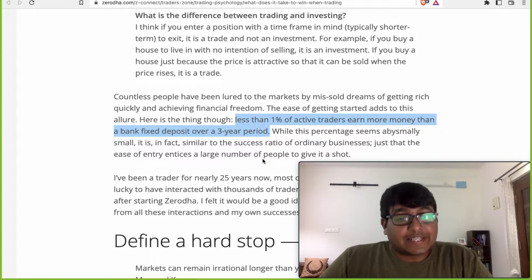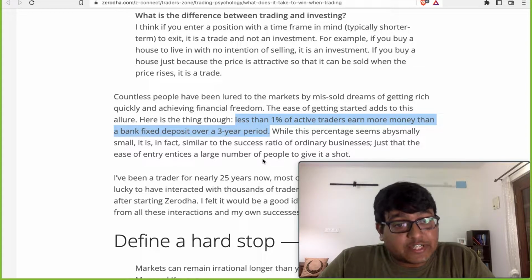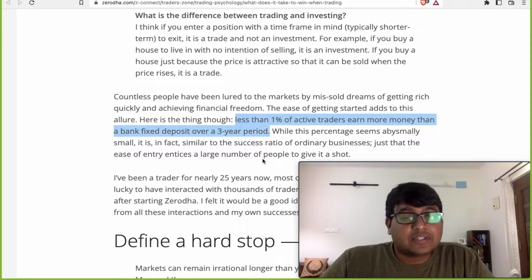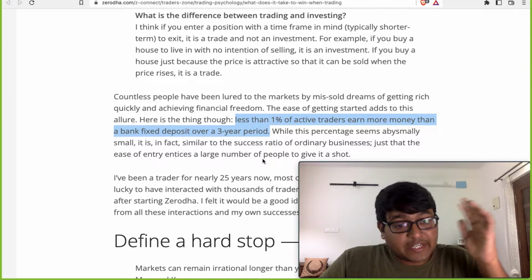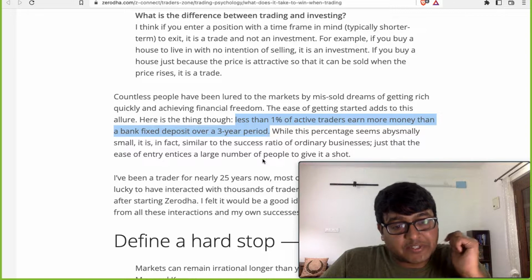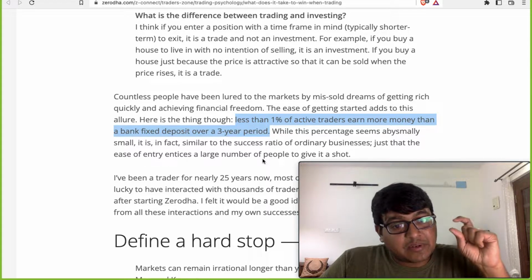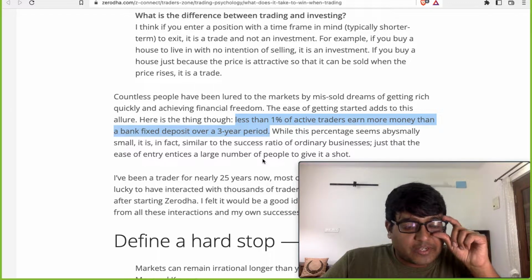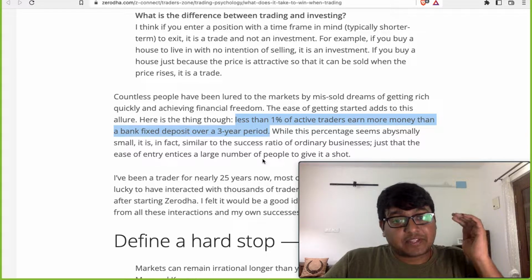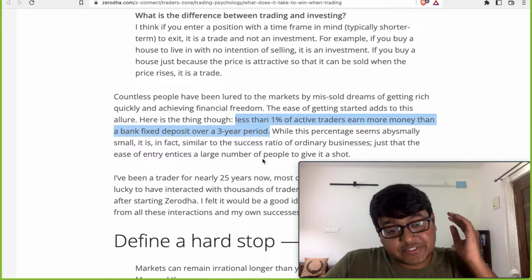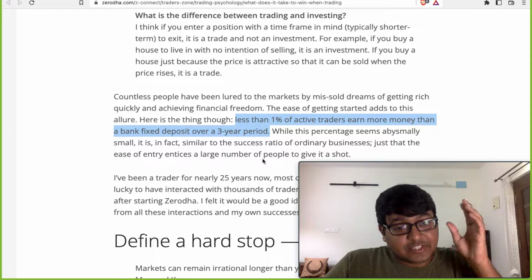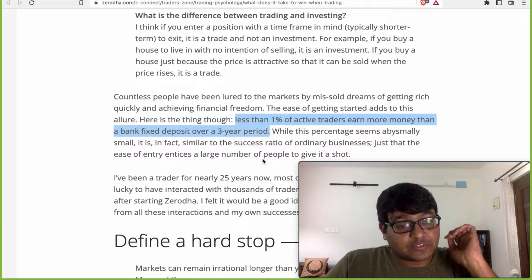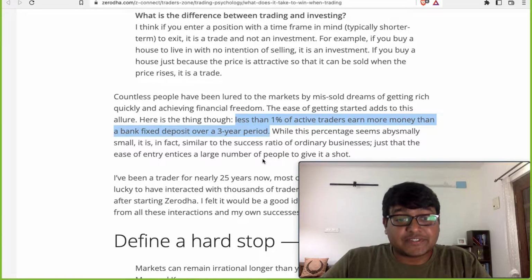And he says, less than 1% of active traders earn more money than a bank fixed deposit rate over a 3-year period. In India, a bank fixed deposit rate is about 5-6% or a little more than that right now. So that means in 3 years, an active trader, or 99% of active traders, don't even make 5%. Right? Less than 1% are making more than 5% ROI. That's really bad. And I 100% trust this statistic because he runs such a large platform with so many thousands of traders on it that he probably has this data right.